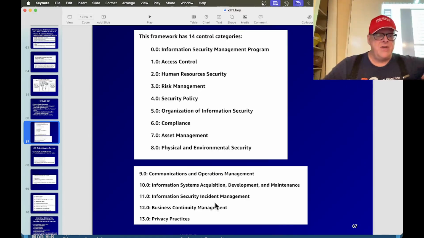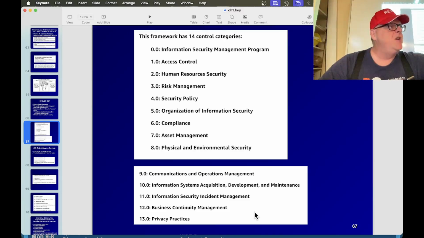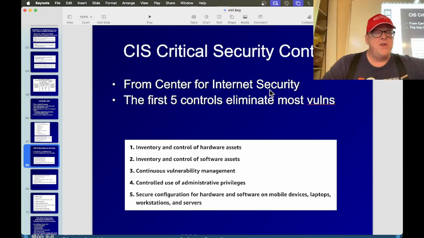And there are many other things here. Business continuity is keeping your business running when there's a security incident, like a building burns down, you get hacked, you get ransomware. You need to have a plan to recover from that. That's business continuity.